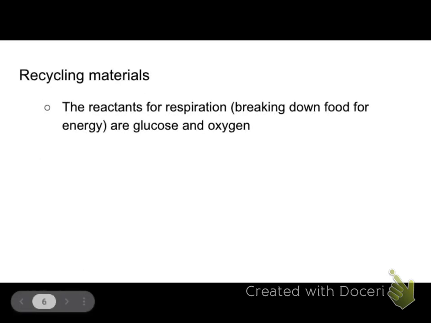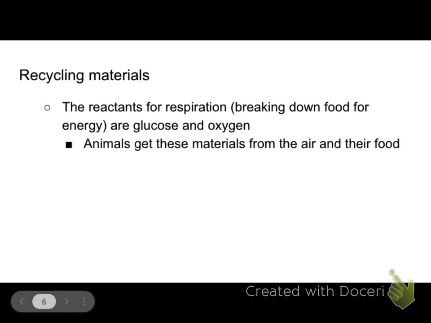The reactants for respiration are glucose and oxygen. So I want you to notice something there. What photosynthesis makes, glucose and oxygen, respiration requires. Animals are able to get those materials from the air, because plants release oxygen into the atmosphere, and from their food, which is usually a plant or an animal that has eaten a plant and made its own structures from the same glucose produced by those plants.